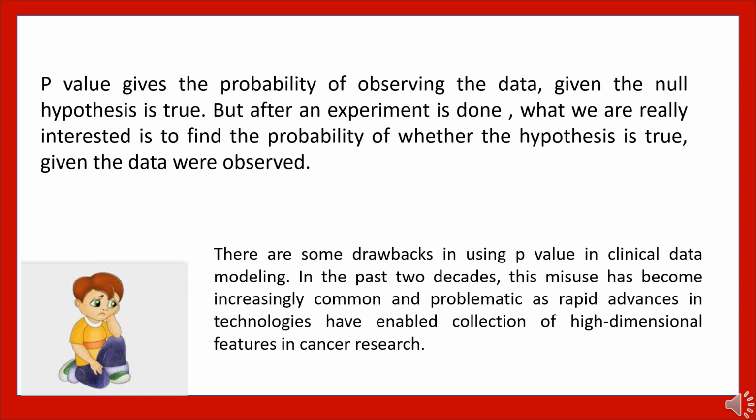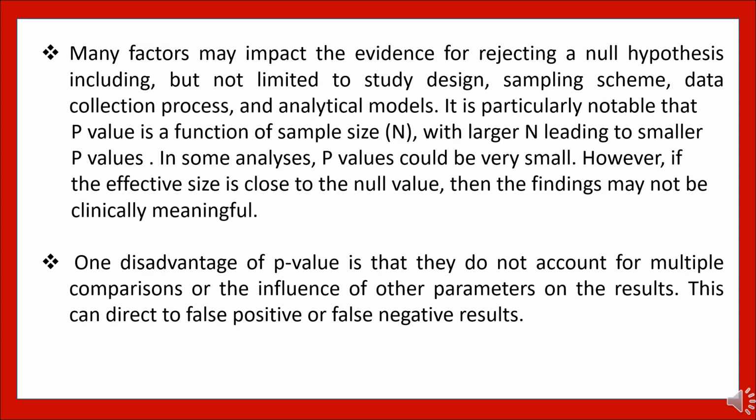The best way I can frame the problem of p-value is that p-value gives the probability of observing the data given the null hypothesis is true. But after an experiment is done, what we are really interested in is the probability of whether the hypothesis is true given the data were observed. These two probabilities are quite different, sort of like comparing the probability that a man is a president versus the probability that the president is a man. Many factors may impact the evidence for rejecting a null hypothesis, including but not limited to study design, sampling scheme, data collection process, and analytical models.